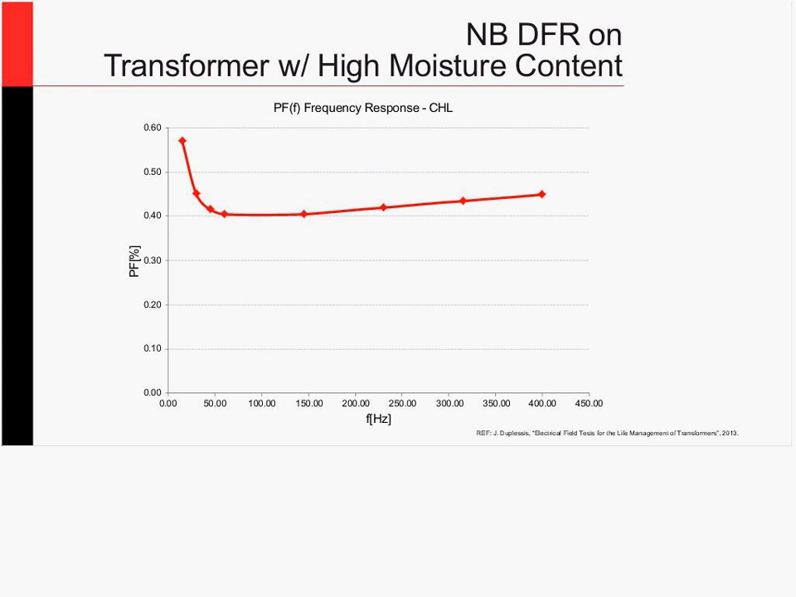So the following gives you an example of a narrowband DFR on a transformer that had high moisture content. And so you can see, if you look at the 60 hertz value, it's around 0.4%. But to the left of that, you have a negative slope coming into that value. So these are just a rough idea of how you're analyzing these test results.